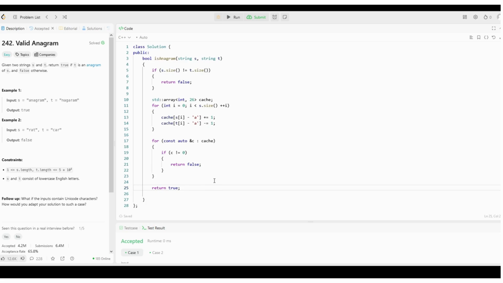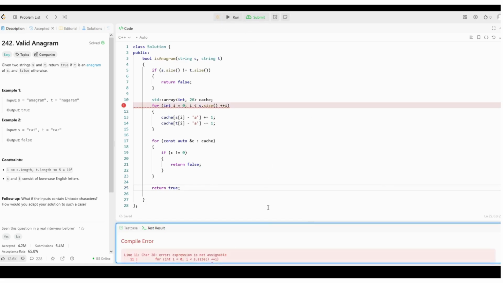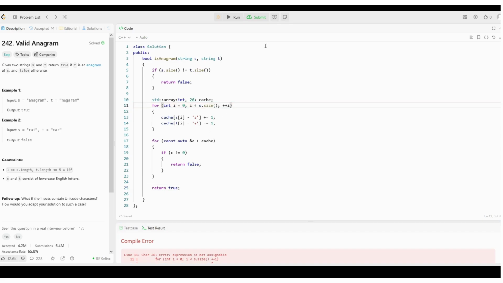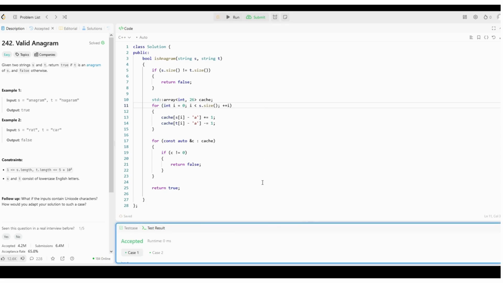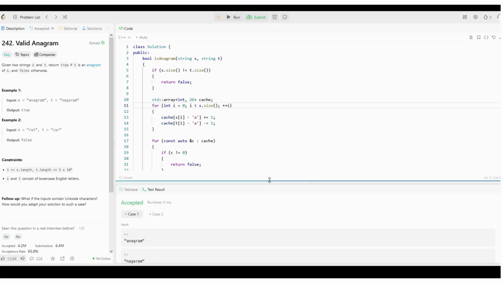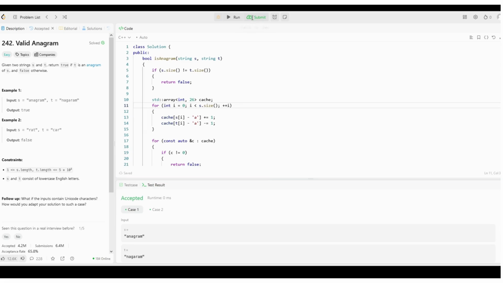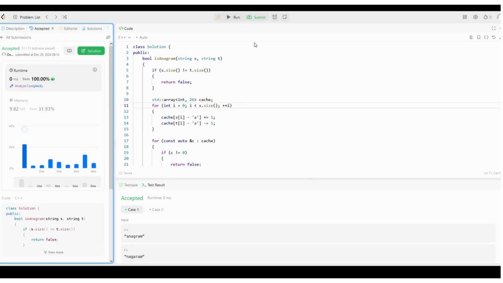right? So let's run this. Oh, we got a compiler error here. Oh, I forgot a semicolon. Great. Alright, so accepted. All the test cases are good. Let's try to submit this. There you go. Beats 100%.